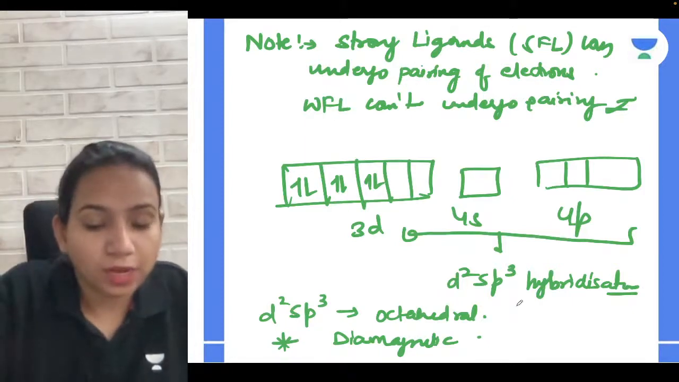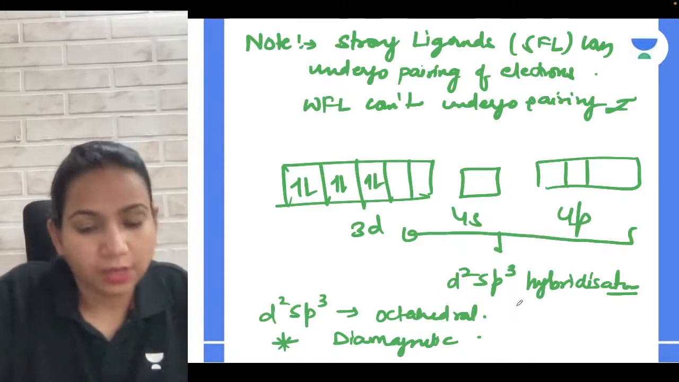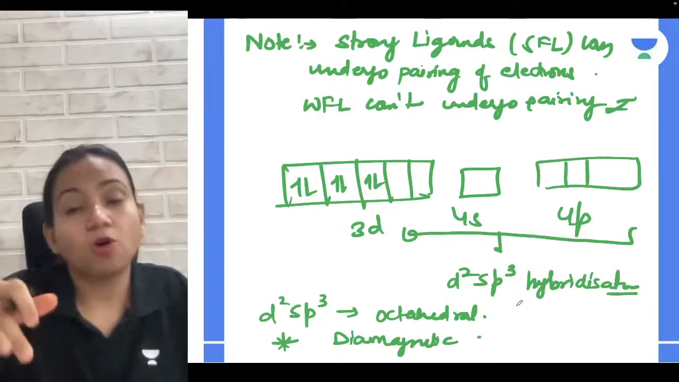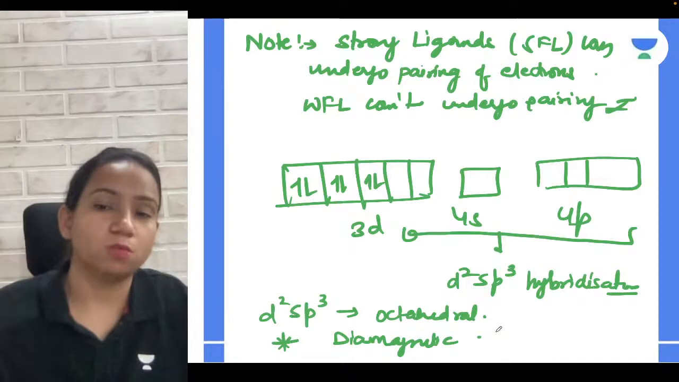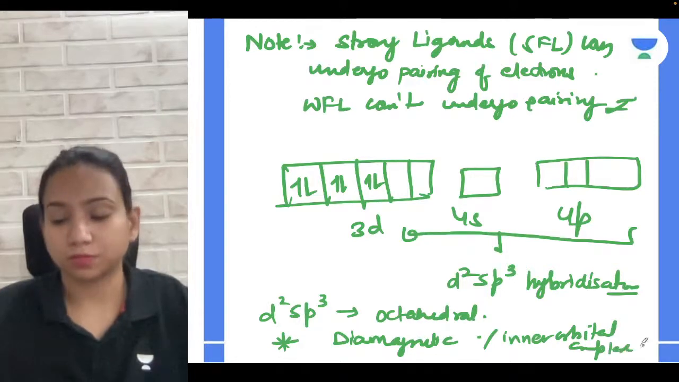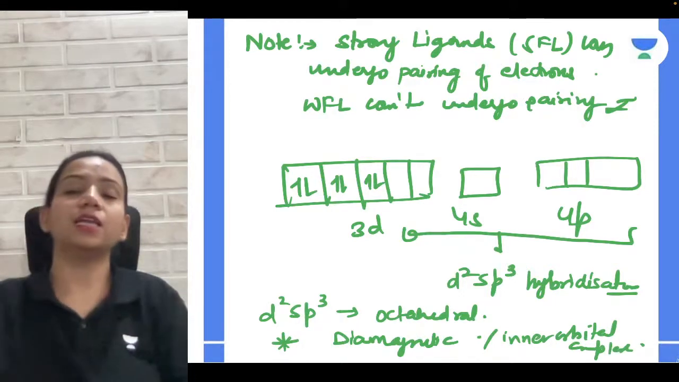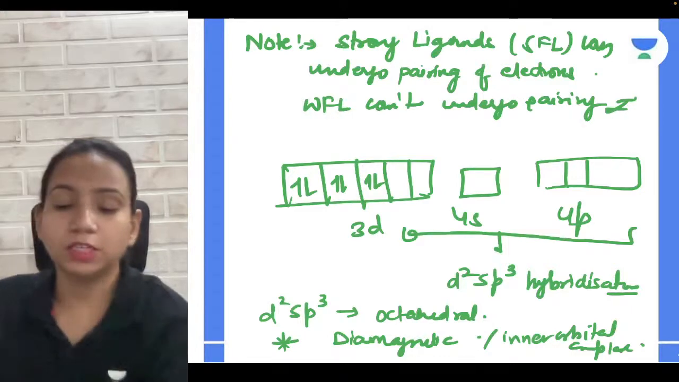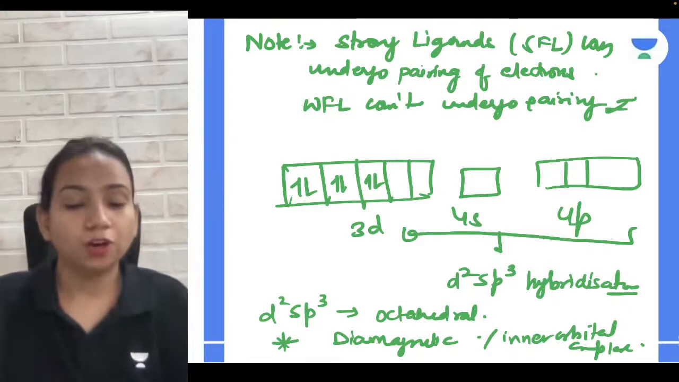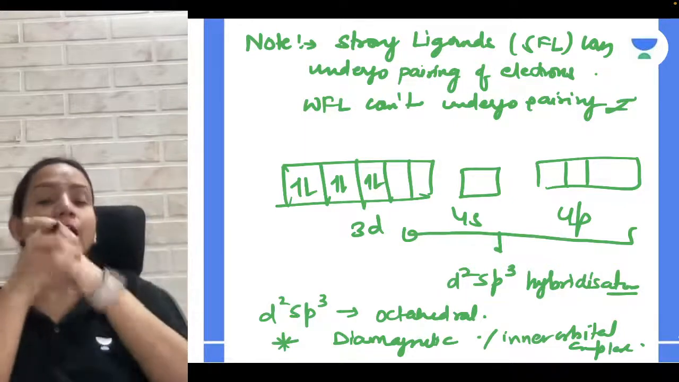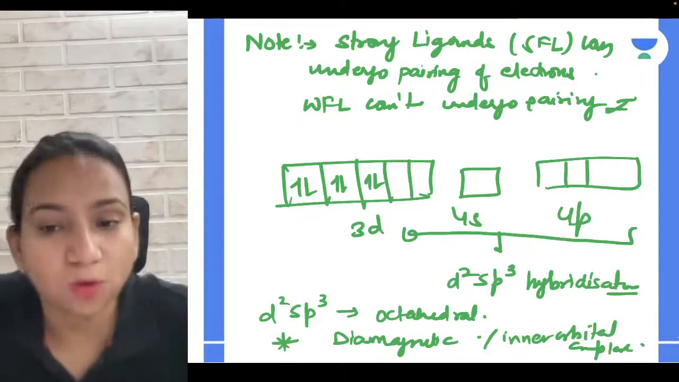Now, because the inner d shell is involved here, you can call it an inner orbital complex. The nature of the complex is inner orbital complex, because here the inner d orbital is used for the hybridization.